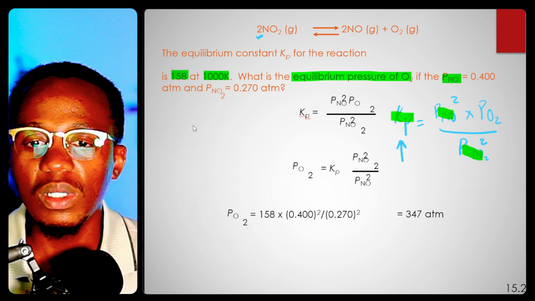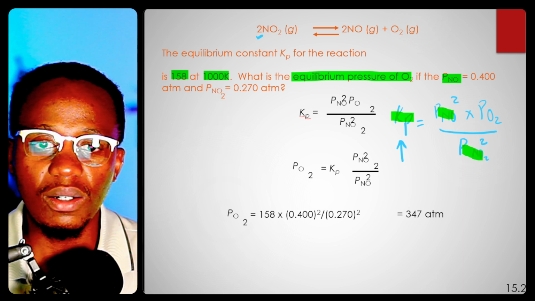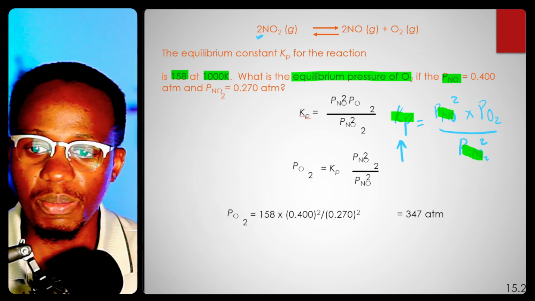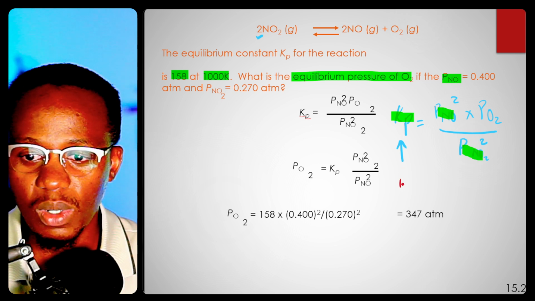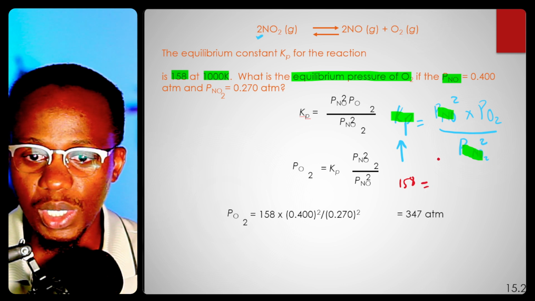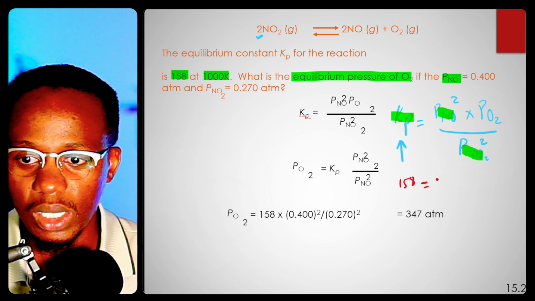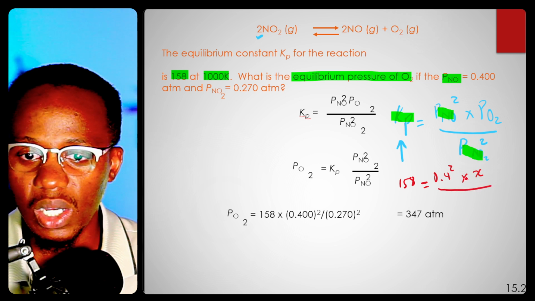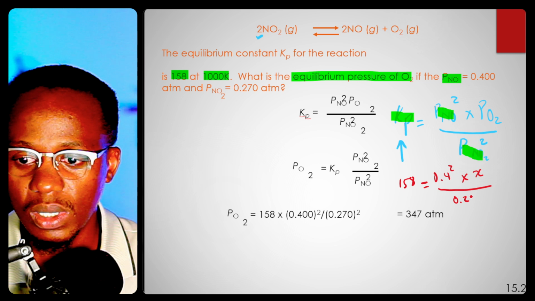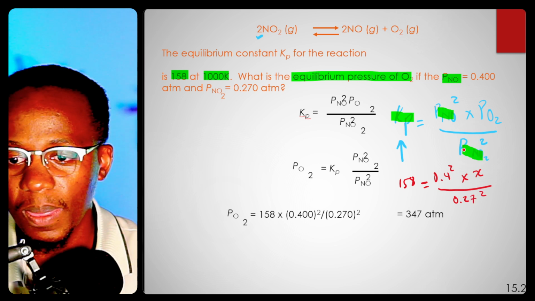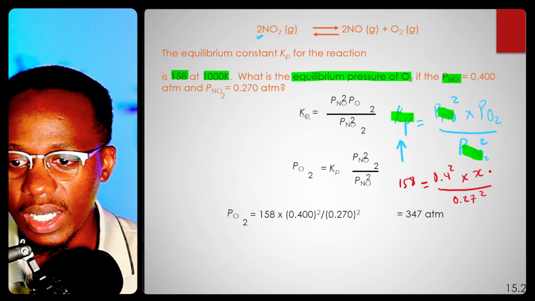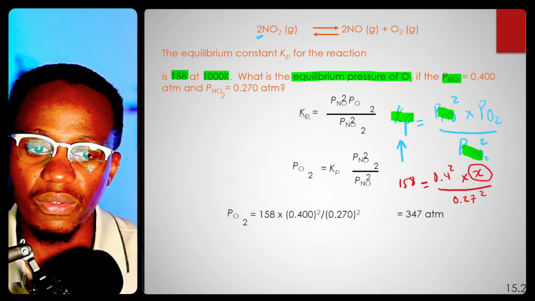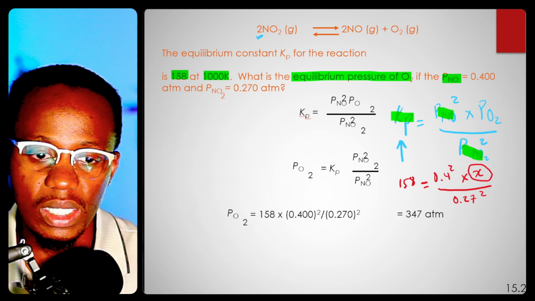So literally, after you figure that out, you're good to go, because you can just substitute. Your Kp is 158, equal to the pressure of NO, which is 0.4 squared, times the pressure of oxygen, which is what we're looking for. Let me make it X, over the pressure of NO2, which is 0.27 squared. We have everything except X, so you can solve for X very easily.